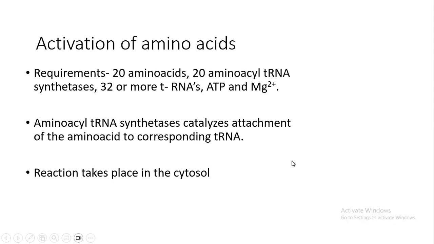In case of prokaryotes, everything is a single compartment. There are no different compartments as such. So everything is taking place in the cytosol. But in case of eukaryotes, we have different compartments like nucleus, different organelles. So here the process basically takes place in the cytosol, where the process of translation will also take place.